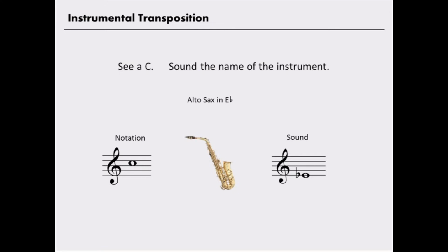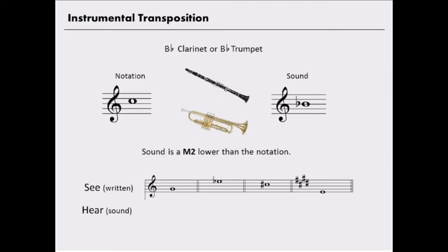Let's see if we can apply this. Using our formula, see a C, sound the transposition of the instrument, we can figure out the interval of transposition for every instrument. If a written C sounds like a B-flat on a B-flat trumpet or B-flat clarinet, we know that the sound is always a major second lower than the notation. So a written C will sound B flat, that's a major second. The notation will always be a major second higher than the sound.